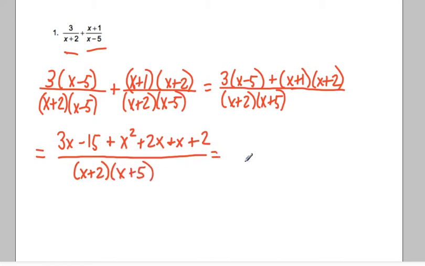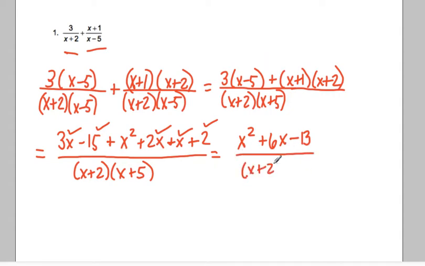All right, and now we clean up the top. So my x squared would be by itself, and then the 3x would go with the 2x to give me 5x plus another x is 6x. And then we would have negative 15, and then plus 2 is negative 13, over x plus 2, x minus 5.